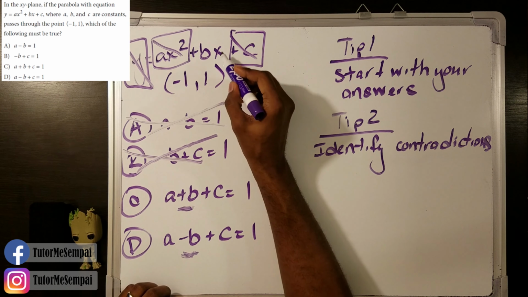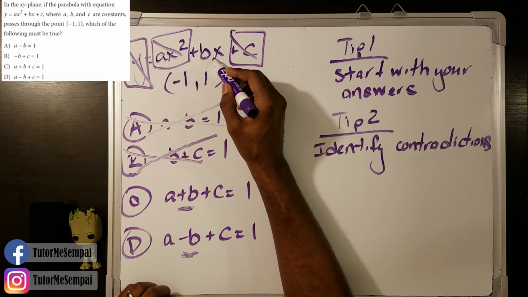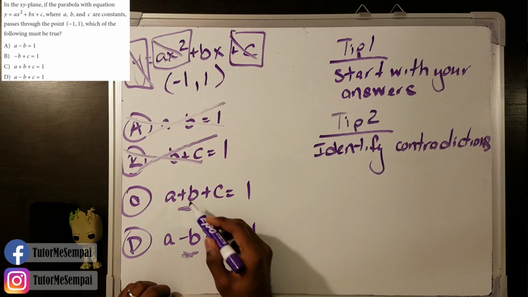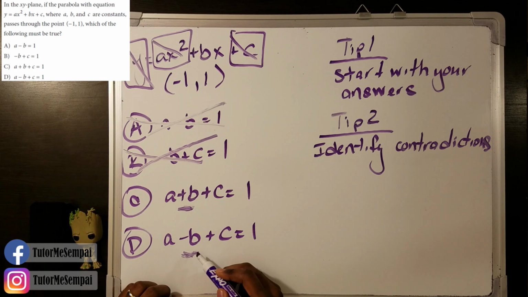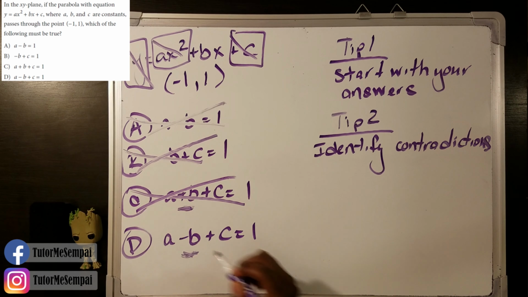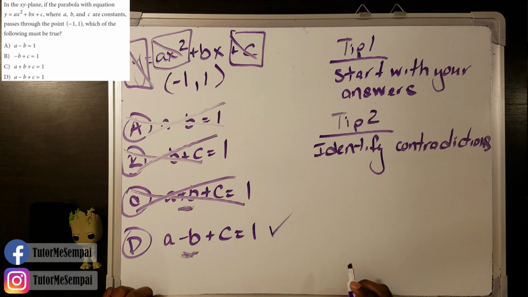More specifically, what's attached to that B? This X. And when we plug in this -1 for this X, we get a -B. So that means we should have a -B in our answer. Which one is our -B? D. So C is incorrect. D is our correct answer.